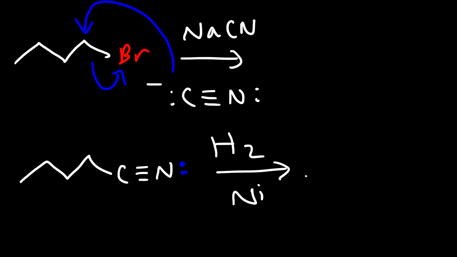And so what we're going to have is a total of 5 carbons and an NH2 group. So this is another way to convert an alkyl halide into an amine by the addition of a carbon atom. Before, we had 4 carbon atoms, but now we have a total of 5.